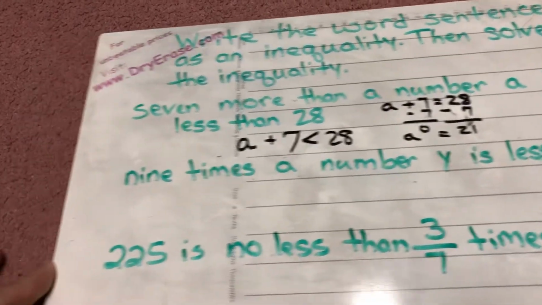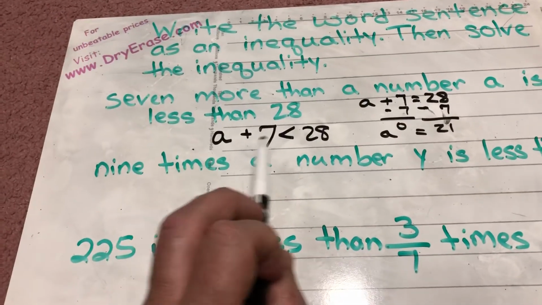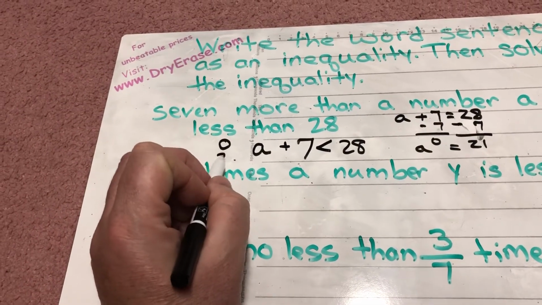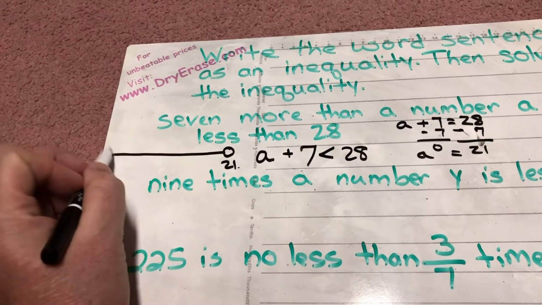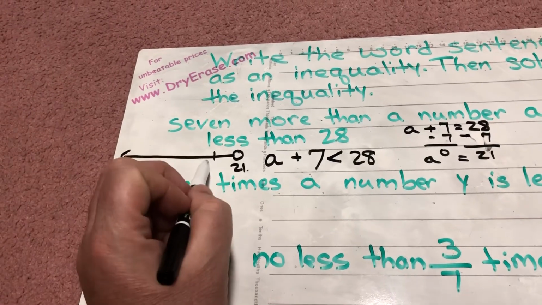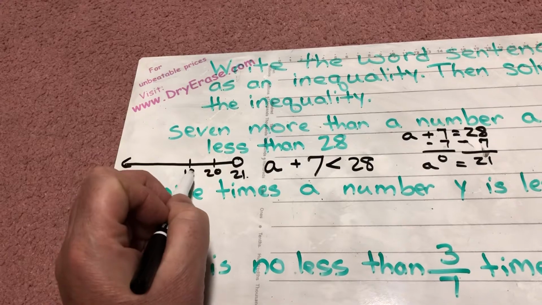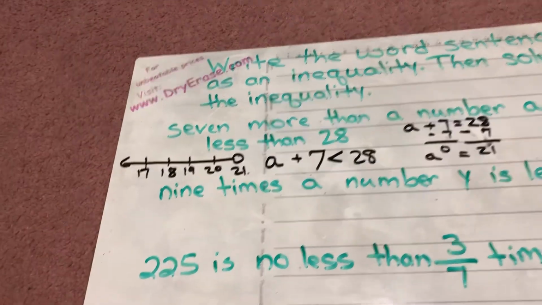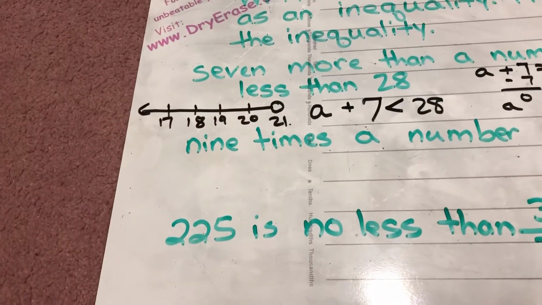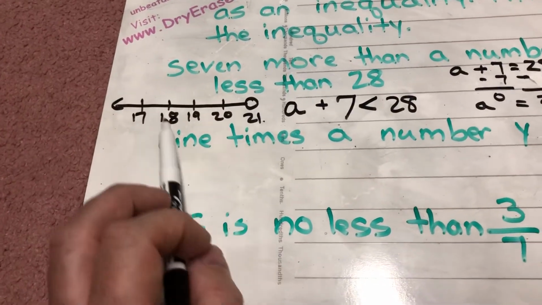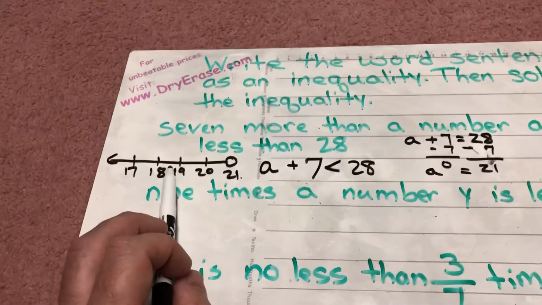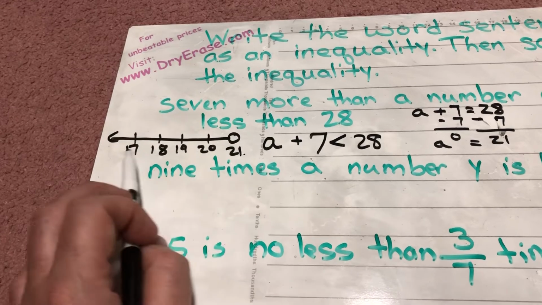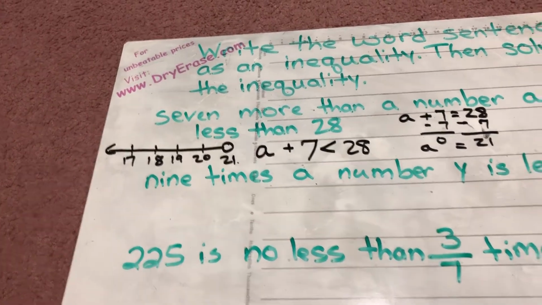Well, then I need to go ahead and graph that, and it's the idea that A has to be less than 21. So it's going to be an unshaded circle that starts at 21. It's going to go to the left, and it's going to be 20, 19, 18, 17, and so forth. All right, so when we talk about solving the inequality, that's what it means. You're writing it as the inequality, then you're solving it by graphing it.